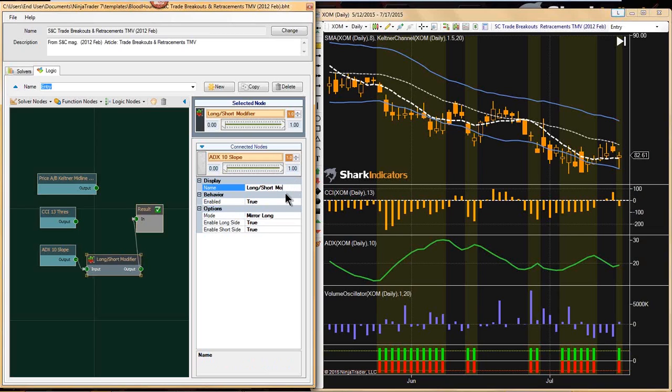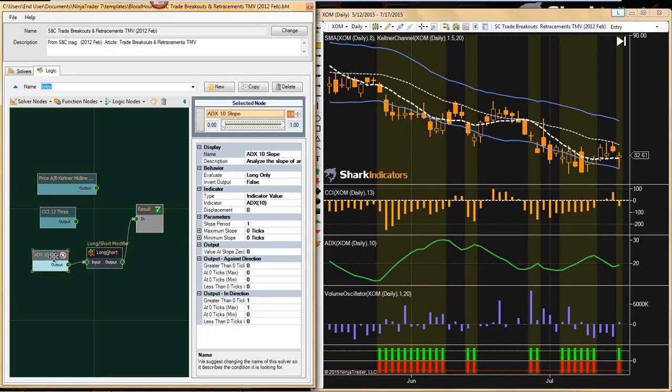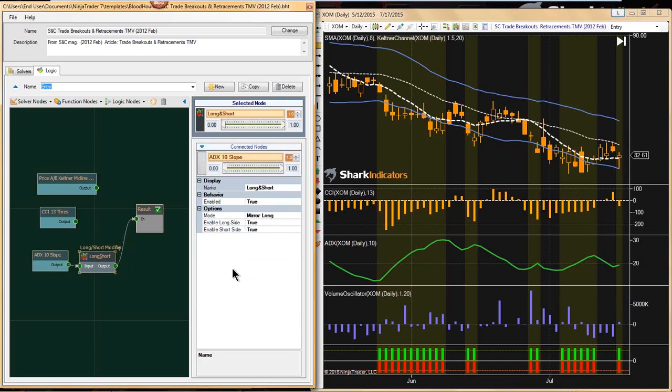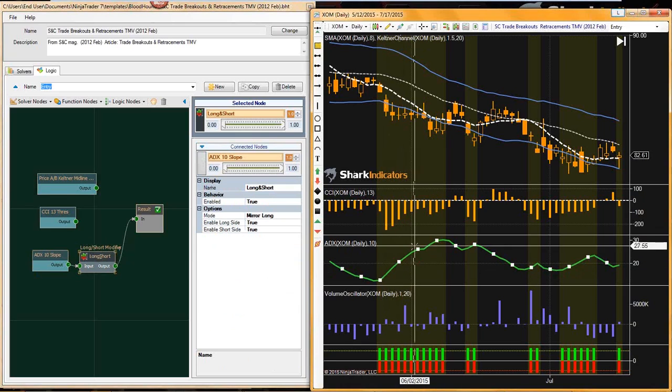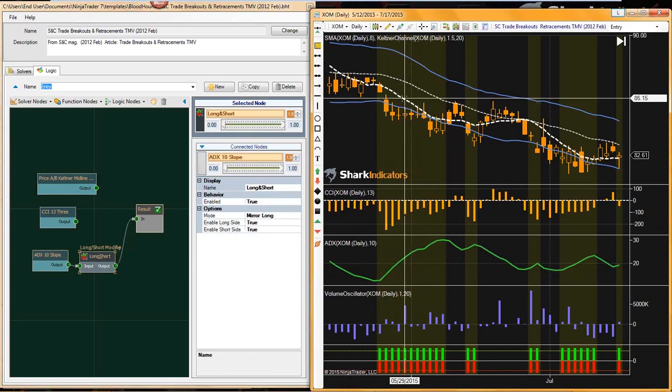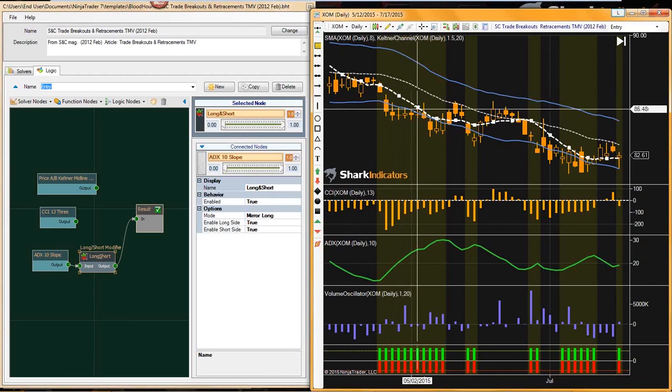All right, so essentially we're using this long-short modifier to just give us a long and a short output. There we go. Long and a short output. And so next, to actually tell us what the trend direction is when the ADX is sloping up, now we're going to look at the slope of the SMA 8.